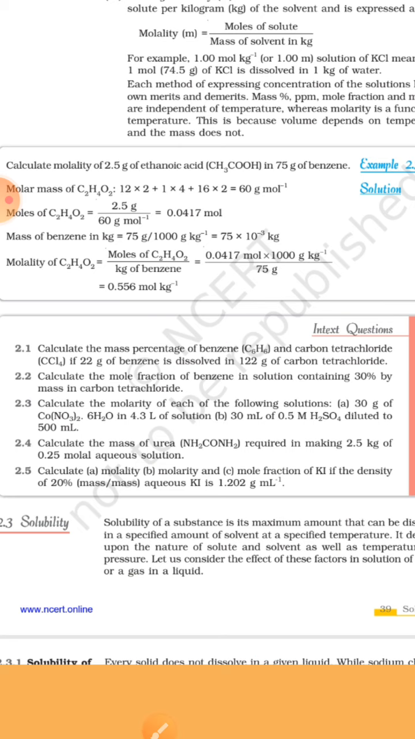And also we can solve all questions. Next question: calculate the molarity of each of the following solutions. I hope you have done all the questions. If you have any problem, then comment in the comment box.